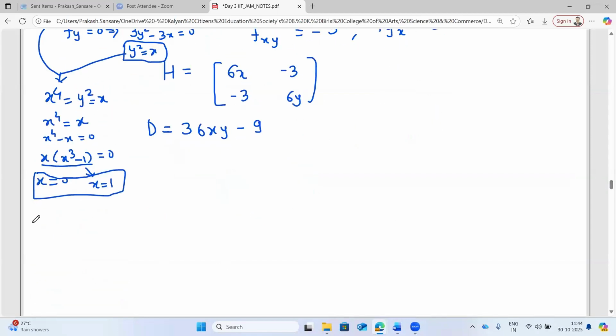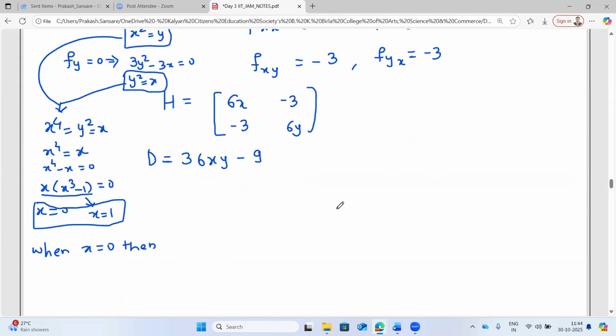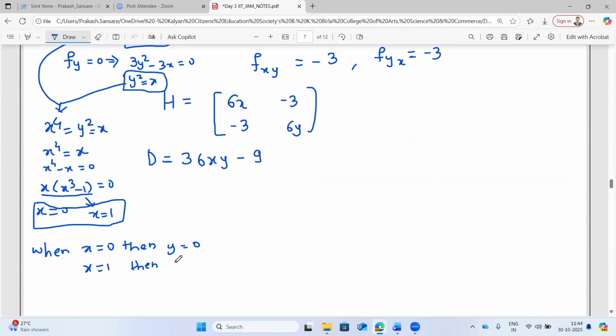But when x is equal to 0, we have to find out what y is. How to get y? You substitute into either equation. When x is equal to 0, then y is also 0. And when x is equal to 1, then again you can substitute, and you get y is equal to 1.